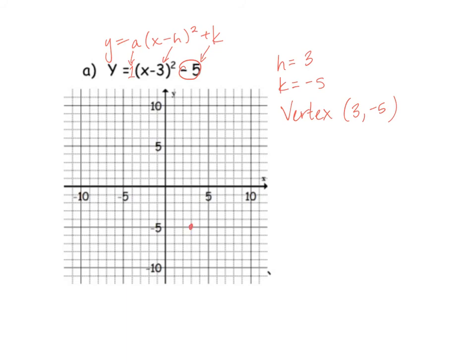My A value is 1, so I'm just going to go out 1 and up 1 in both directions. Out 1 and up 3 in both directions. Out 1 and up 5 in both directions. And that's about enough. I don't need to keep going. I can. 1, 3, 5, 7, so on and so forth. But that's how I draw that parabola.